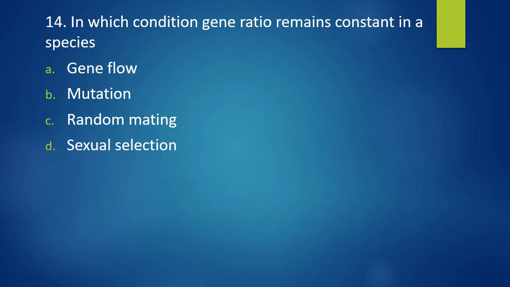Question number 14. In which condition gene ratio remains constant in a species? Gene flow, mutation, random mating, or sexual selection? In which condition the gene ratio remains constant in a species? Correct answer is option C, during random mating.